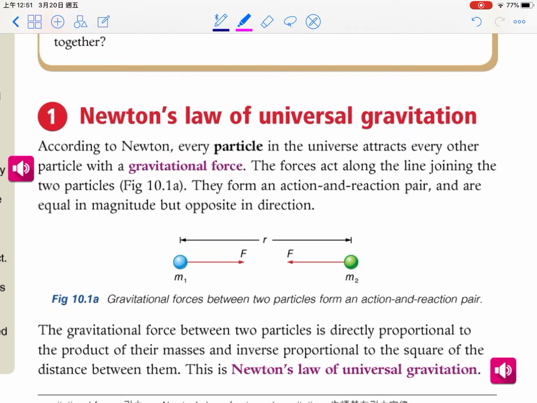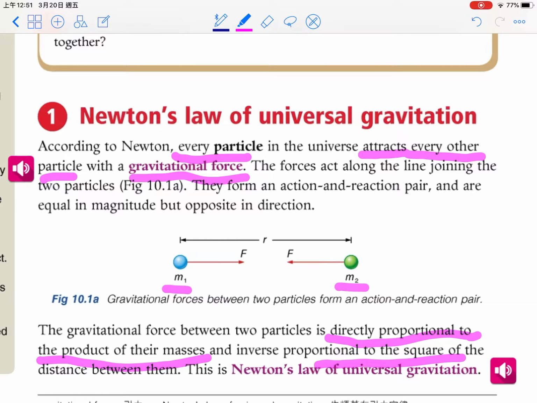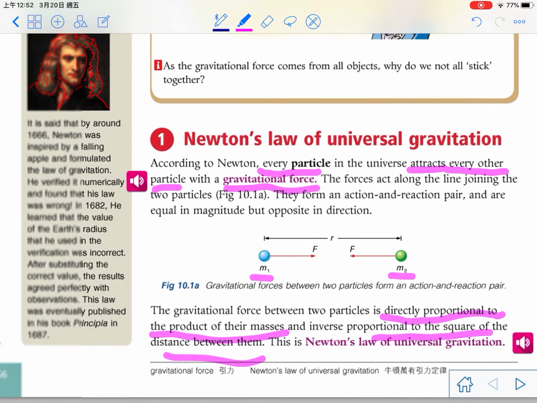Okay, gravitational force. According to Newton, every particle in the universe attracts every other particle with gravitational force. Like you see, there are two objects, M1, M2. They will attract each other by the force. This gravitational force between two particles is directly proportional to the product of their masses, that is m1 times m2, and inversely proportional to the square of the distance between them. Okay, this is Newton's law of universal gravitation.